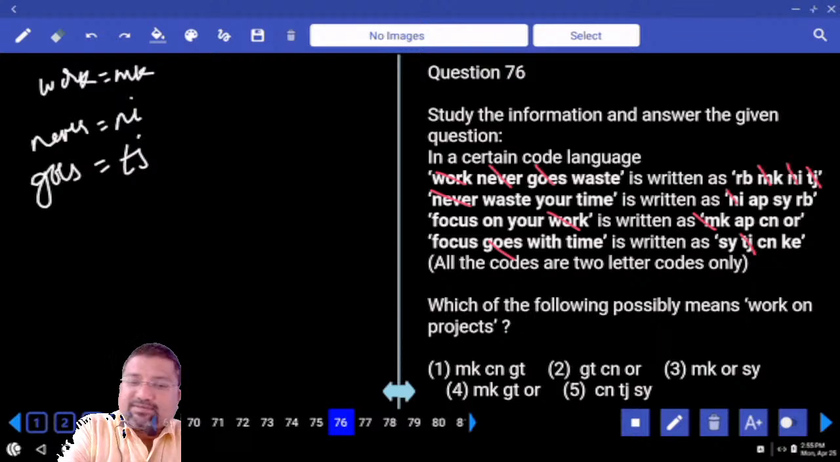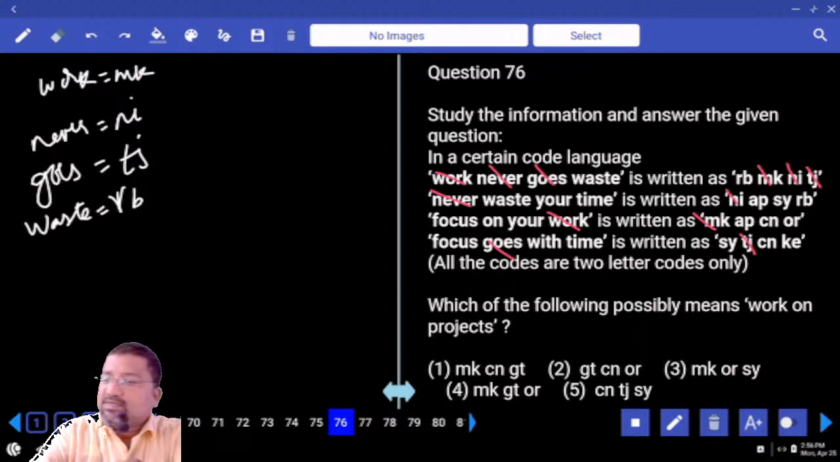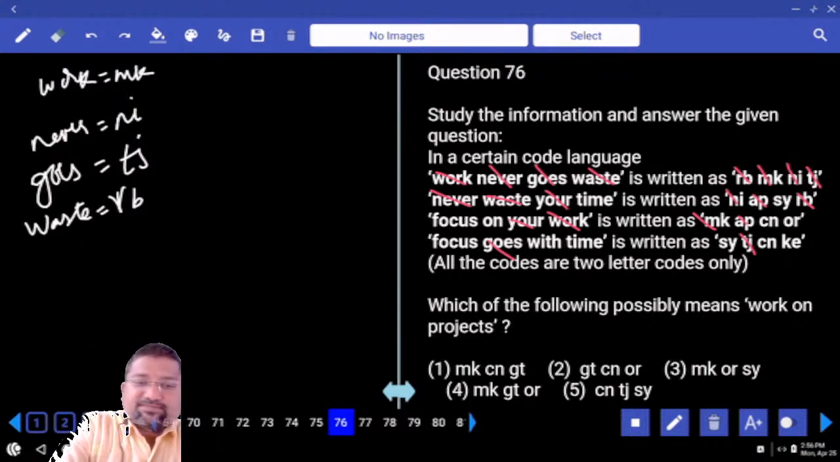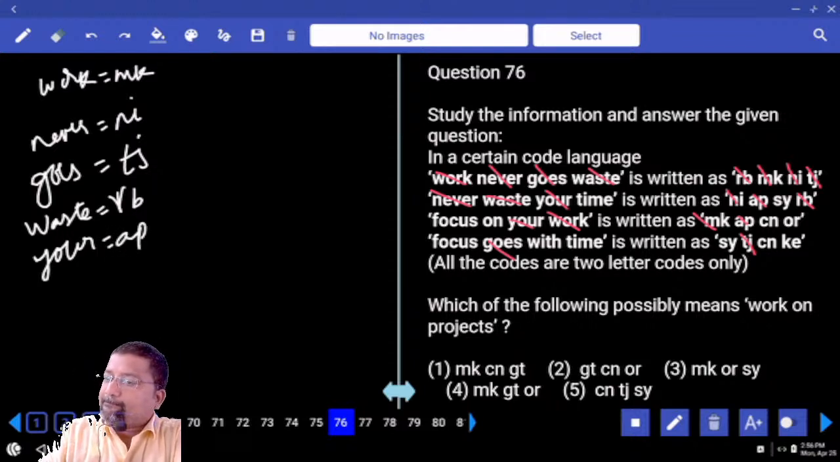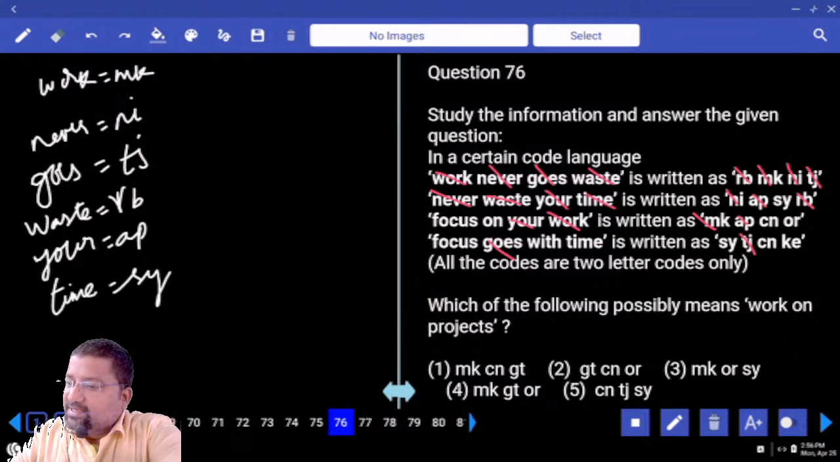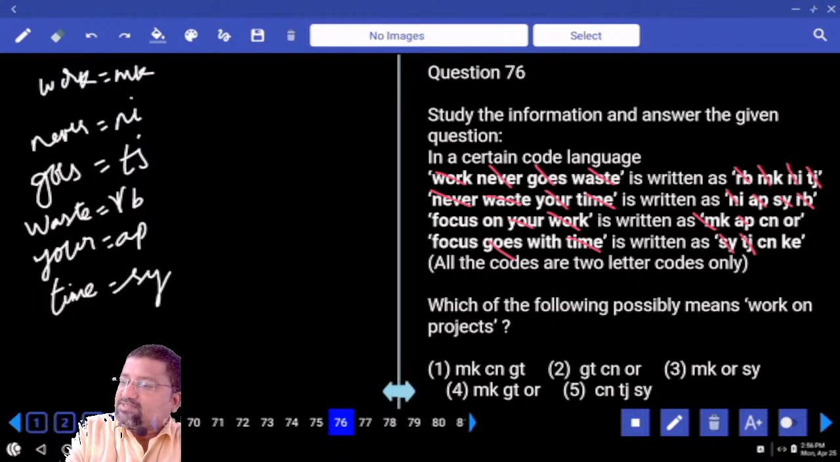Work, what is it? Waste. Sorry, what is waste? Waste is equal to RB. Wherever you find waste, put RB. Done? Your. Come on. Where do you see your? Second and third. Either AP or SY, AP. Automatically time is SY. Wherever there is time, write SY. Time, SY. Last, what about with?